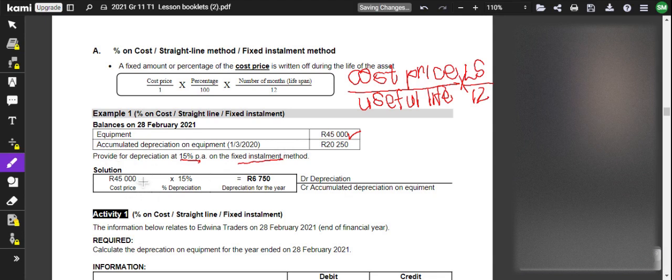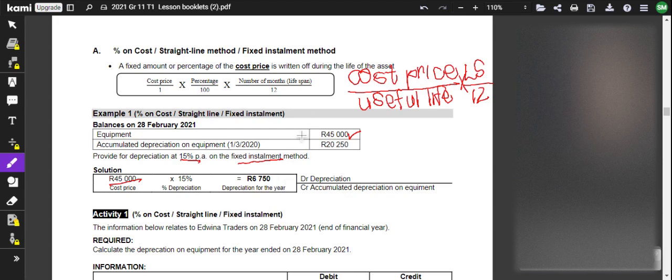So our solution here would be cost price. We did say our cost price was 45,000. So there we have it, 45,000 is our cost price, and then multiplied by the percentage. So what was our percentage? 15%. So multiply by 15%. This is up for our depreciation. And then to get depreciation for the year, we have 6,750.